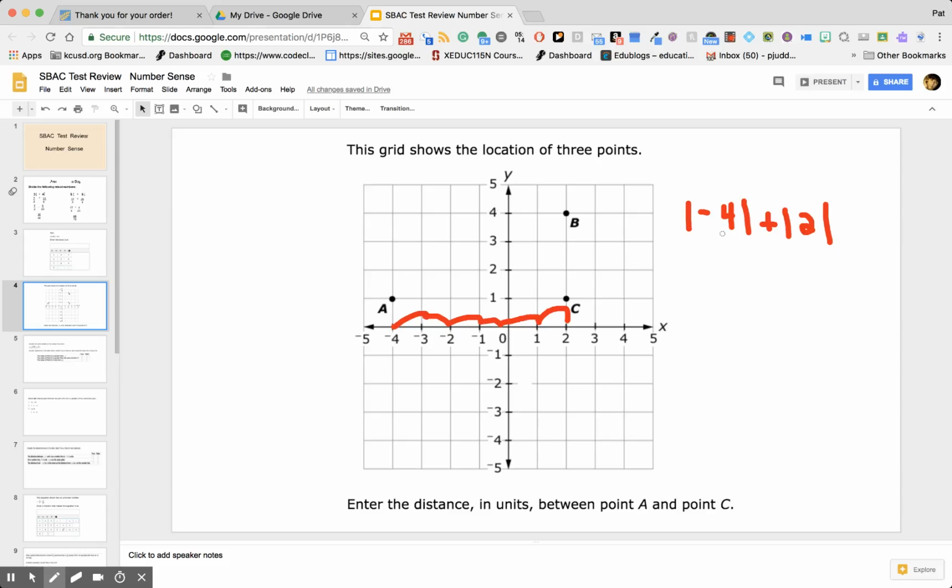The absolute value of -4 is 4. The absolute value of 2 is 2. 4 plus 2 is 6. And that's how many spaces we counted. That's what your answer should be.